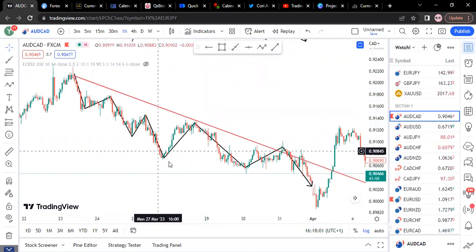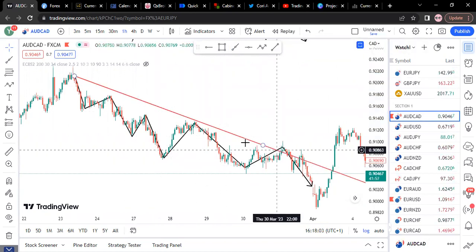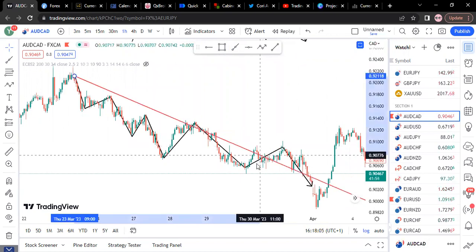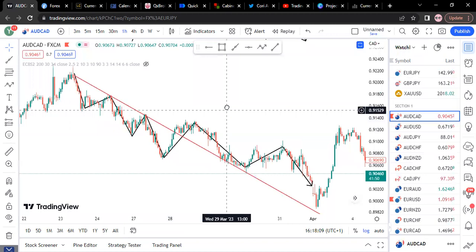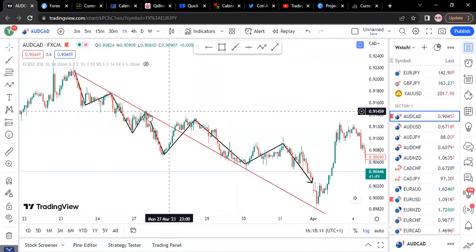right? At times you might not have your perfect setup. So before this market broke this level, it was actually previously like this, right? So let's just use the first two. And then this particular market also began a trend line here.